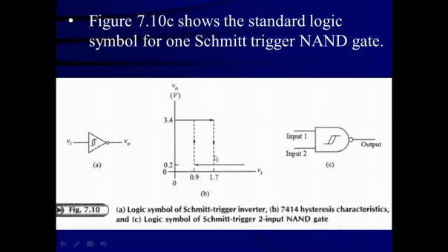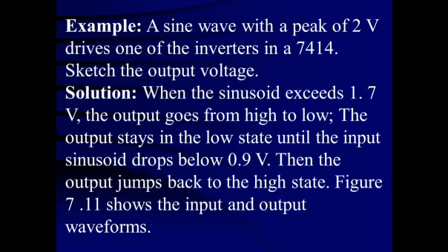The difference between 1.7 volt and 0.9 volt is known as the hysteresis. In this particular case, it will be 0.8 volt. There is another IC, 74132, which contains a NAND gate with the Schmitt trigger. This symbol inside the NAND gate indicates that it is a NAND gate having the characteristic of a Schmitt trigger circuit. That means fast rising and falling edges of pulses will be there.